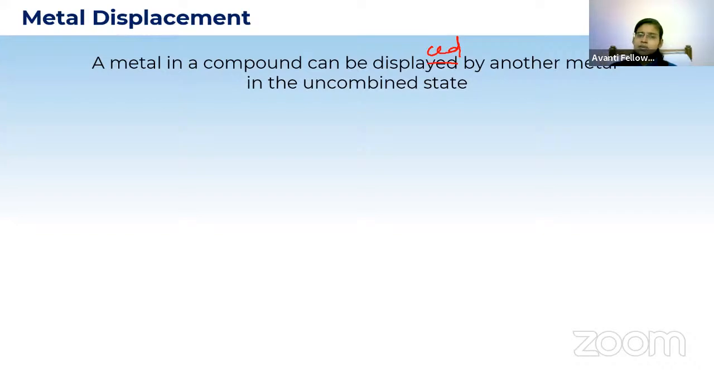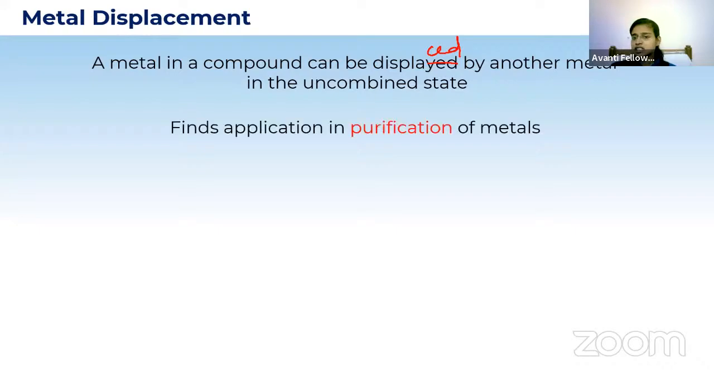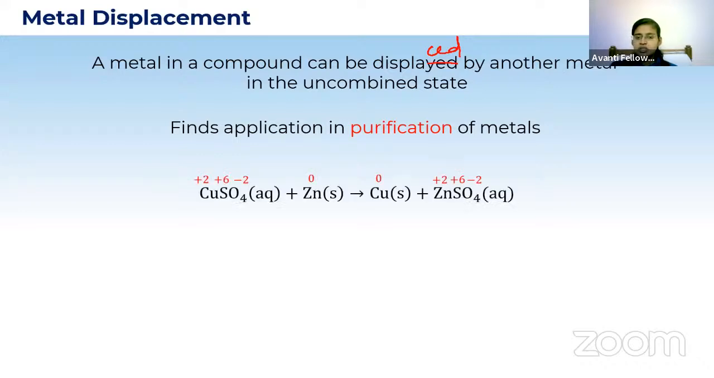So this particular type of reaction finds many applications in the purification of metals. Let me give you one example among that. When copper sulfate is treated with zinc, it forms pure copper and zinc sulfate. So copper is getting purified from copper sulfate. It finds many applications in the purification of metals.